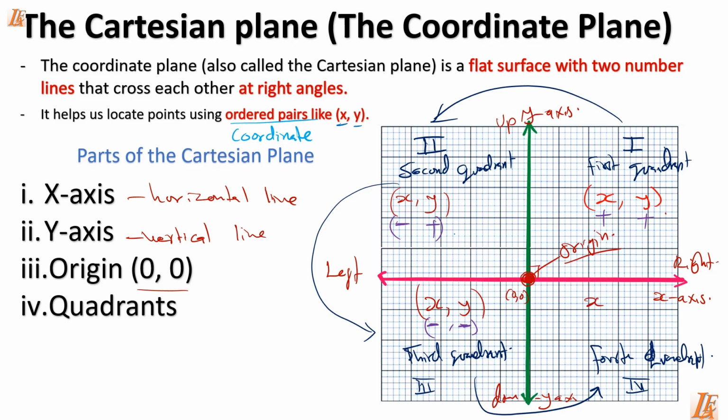Then if you go to the fourth quadrant, you have x and then you have y. The value of x is positive, and then y is negative. So those are the signs of the coordinates in the four quadrants.